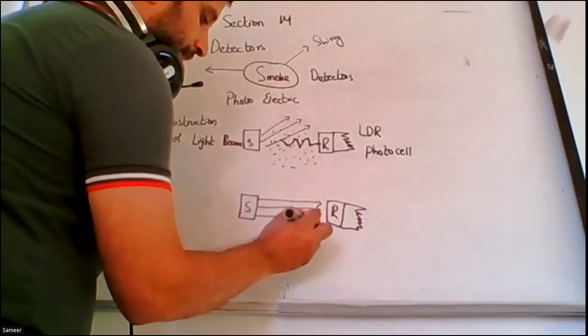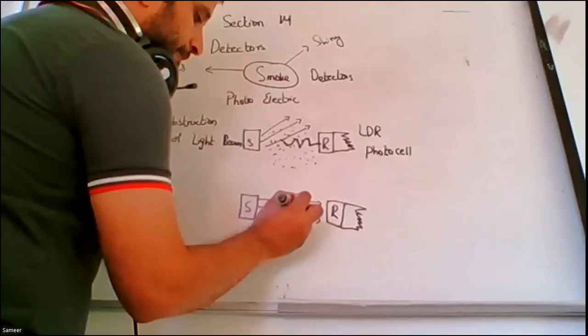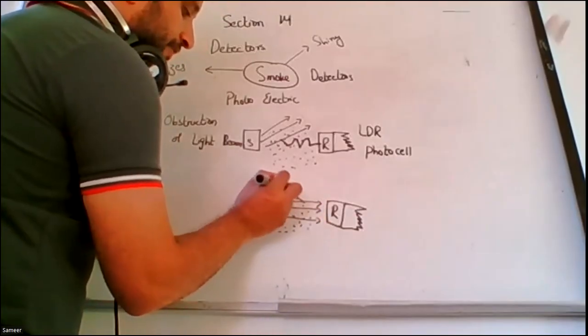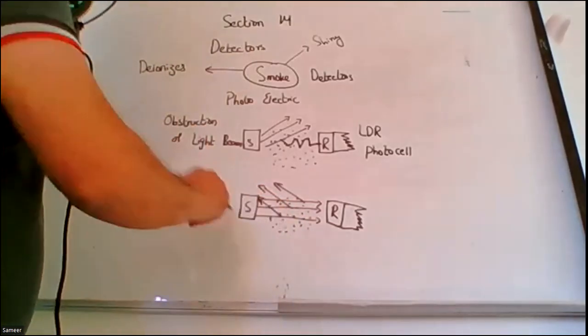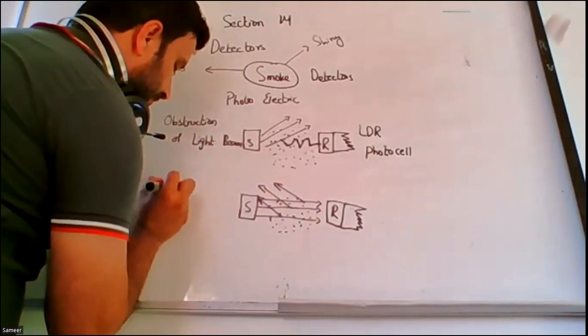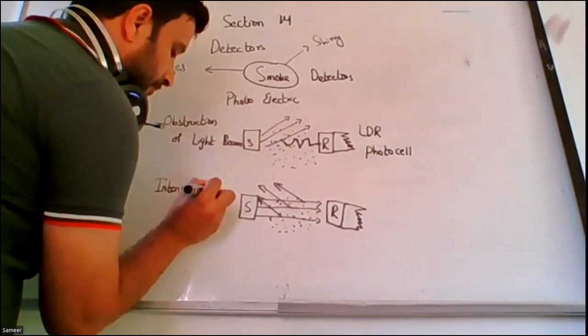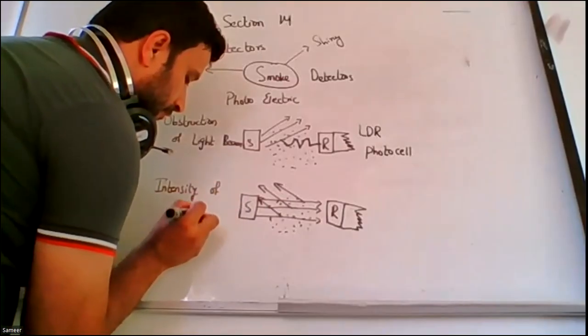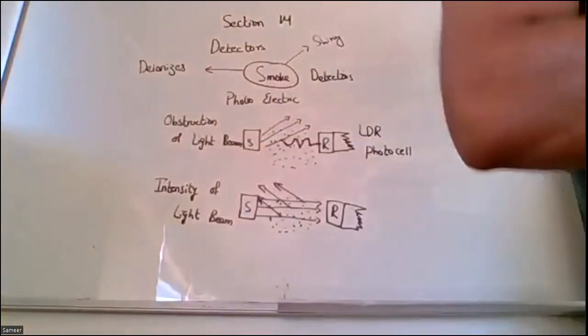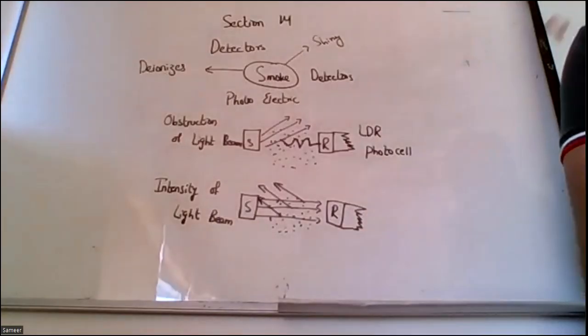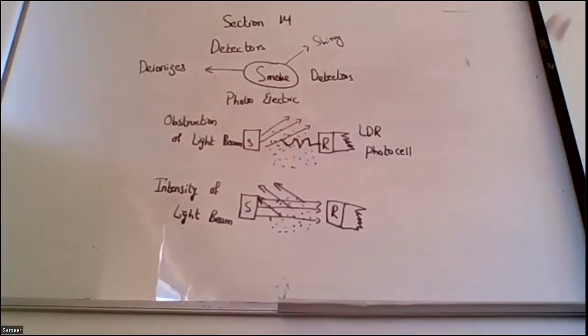Smoke enters, but as soon as smoke enters, what will happen? The light will be reflected. And now this time, the light will be reflected away from the receiver. This type of a principle is intensity of light beam. Or we can also say in warehouses, we use this one as beam detectors. Okay, where the light source is directly thrown at the receiver. As soon as smoke enters, the light is reflected away from the receiver, initiating an alarm. So that is intensity of light beam.